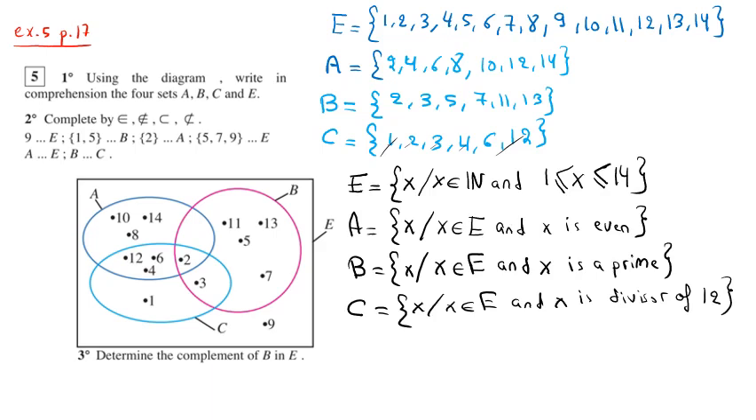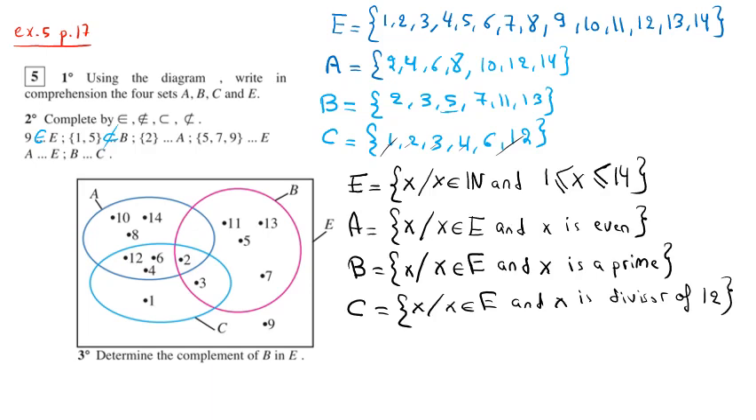Now, complete by belong or doesn't belong, subset or not subset. 9 and E. Here we have 9 and E, an element and a set. We use belong or doesn't belong. E contains the number 9, so this is belong. 1, 5, this is a set now. Set and a set, we use subset or not subset. B contains 5, here we have 5. But 1 is not an element, so this is not a subset.